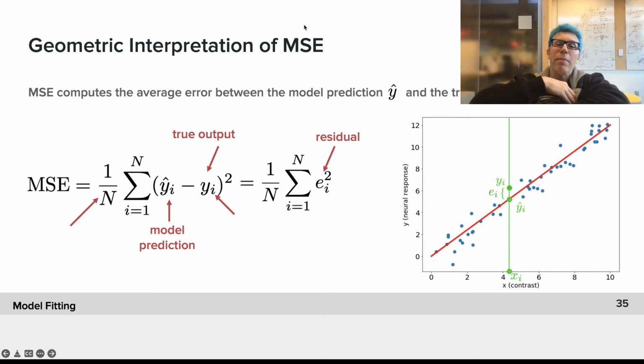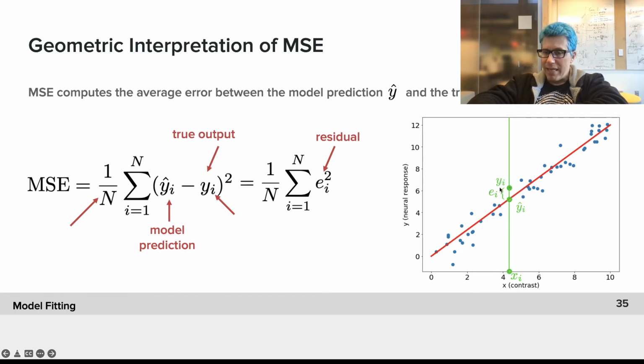Now, if we think about mean squared error, we can have a geometric interpretation of that. The mean squared error computes the average error between the model predictions y hat and the true y. Now we're back in the one-dimensional version, where the mean squared error is the model prediction minus the true outputs. The model prediction is what we have here in red. This is our model. The model prediction yi hat always lies on this red line here.